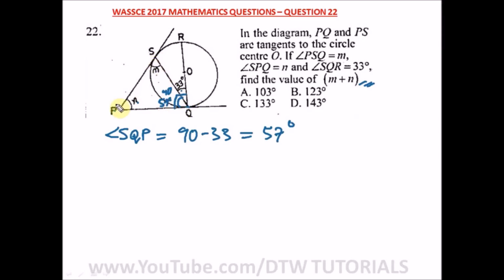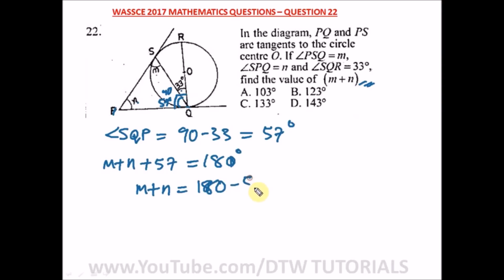Since we have this angle which is 57 degrees, this is a triangle, is that not it? And the sum of angles in a triangle is equal to 180. So we have M plus N plus 57 is equal to 180 degrees. Here all we need to do is take 57 to this side. So M plus N is equal to 180 minus 57, which is 123. So M plus N is equal to 123 degrees. Our right option here is option B.